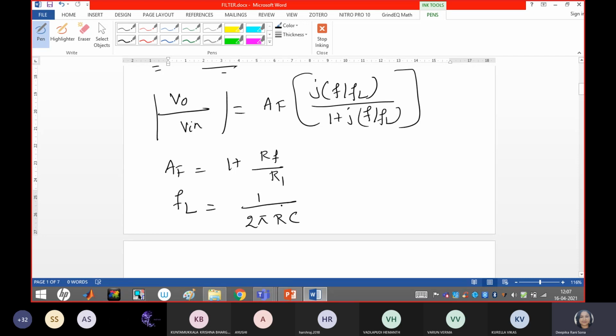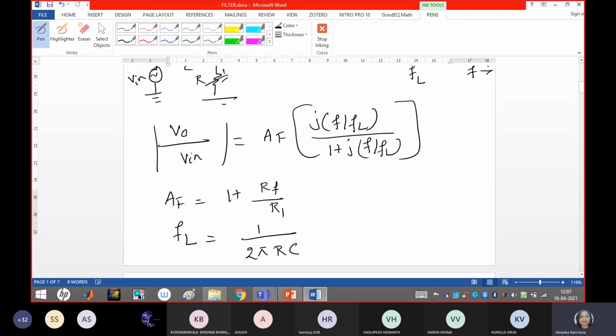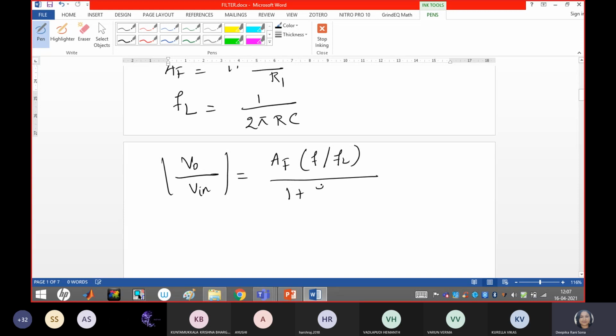Now guys, if you solve this part, how we have solved for first order low pass filter, what do we get? One minute. Whether I have done that mod here? No, it is without mod. Finally, we may rewrite that magnitude of V naught by V in equation. It can be written as AF into F by FL whole divided by square root of 1 plus F by FL whole square. And this is the equation.